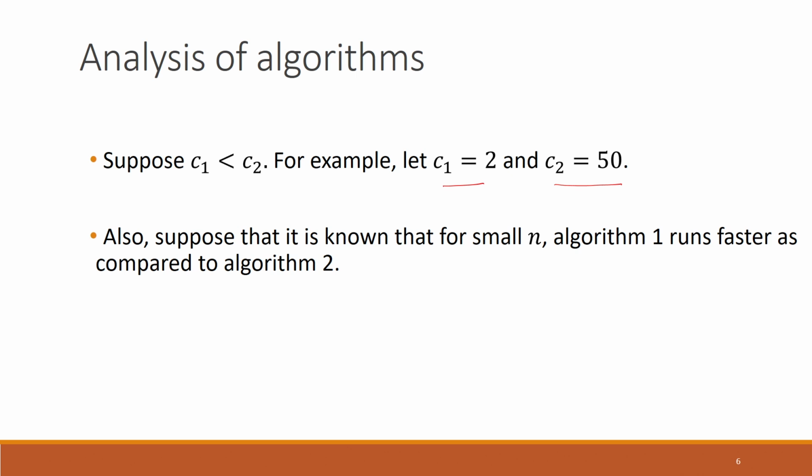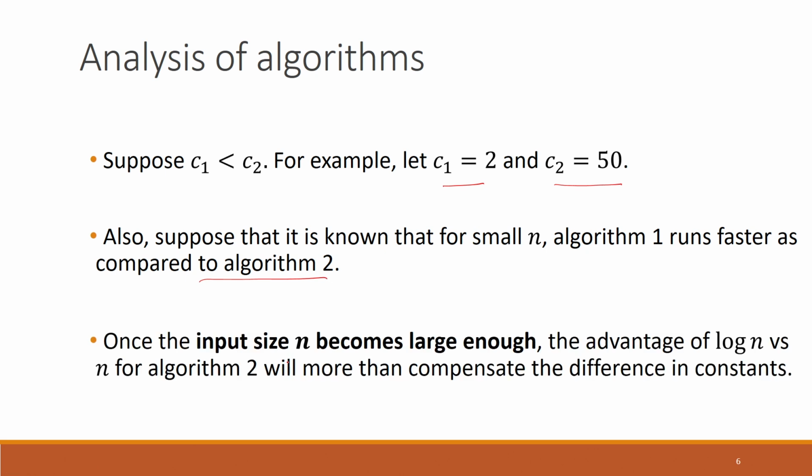Also suppose that it is known that for small n, algorithm 1 runs faster as compared to algorithm 2. But once the input size n becomes very large, the advantage of log n versus n for algorithm 2 will more than compensate for the difference in the constants. So, what does this mean here? The first algorithm takes C1 n square operations and the other algorithm takes C2 n log n operations.